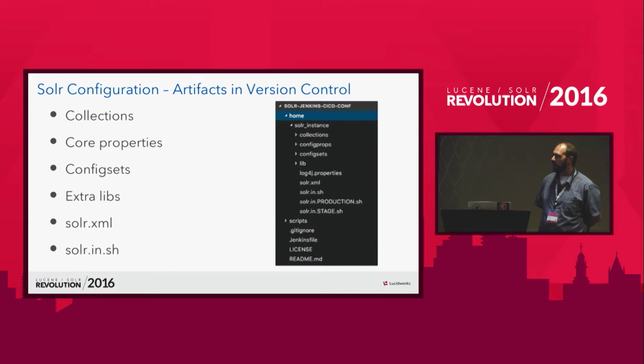And then there's a config props directory. I'll show you that in a second. But instead of redefining properties for each core, I reference a core.properties file, which is a directory higher, so that I can share the things I want to share. And another thing worth noting is notice the solr.in.sh has a production and a stage version. And that's how, in this example, I'm handling different environmental configs.